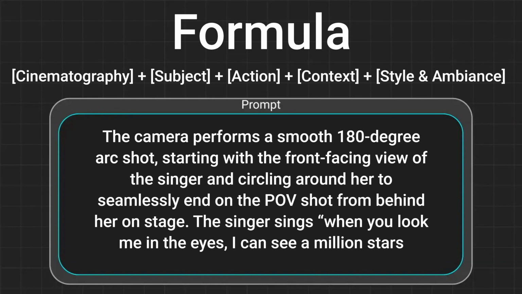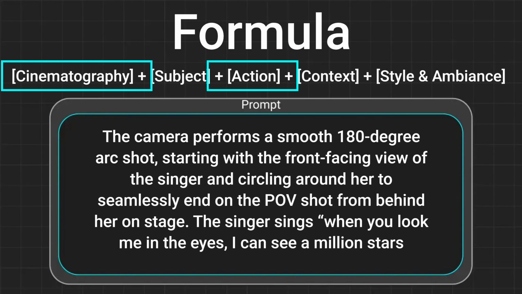For an image-to-video generation, you can use the same prompt formula we used before, but you do not need to describe in detail the subject or the context, because the model will extract this info from the reference image. So, you should focus on the actions and cinematography parts.